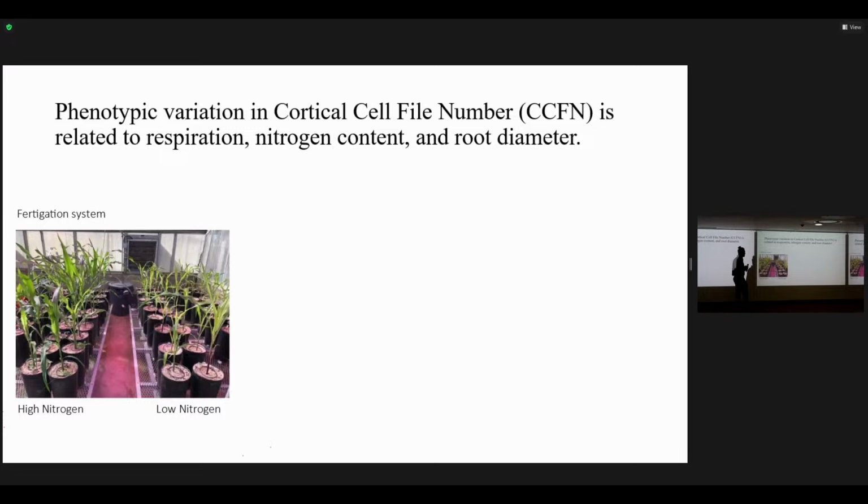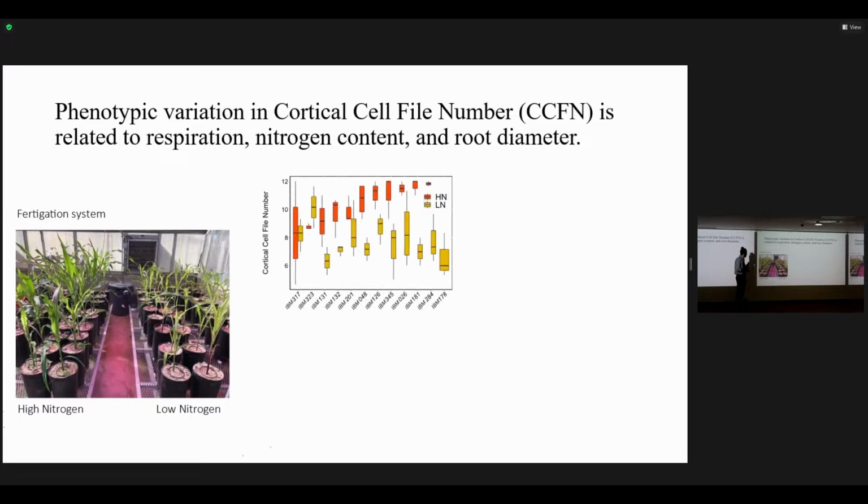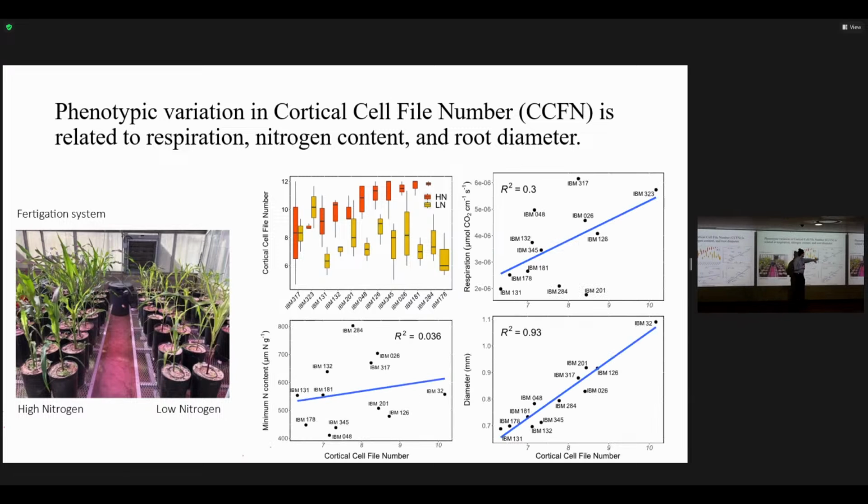So we grew 12 different genotypes in the greenhouse under high and low nitrogen conditions. We measured first the cortical cell file number, and we observed variation. Some genotypes have a smaller cortical cell file number, and some other genotypes have a higher cortical cell file number. Then, in order to know the construction cost and the maintenance cost of the root, we measured respiration. Respiration tells us the maintenance cost of the roots in terms of carbon, and we also measured nitrogen content, which tells us the construction cost of the tissue in terms of nitrogen.